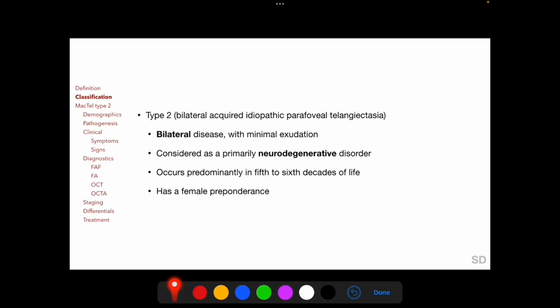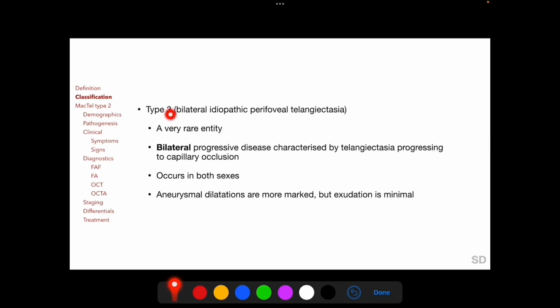Type 2 macular telangiectasia is a bilateral disease with minimal exudation and is considered a primarily neurodegenerative disorder. It occurs predominantly in an older group of patients in their 5th to 6th decades of life and has a female preponderance. Type 3 macular telangiectasia is a very rare entity and is a bilateral disorder characterized by telangiectasia progressing to capillary occlusion, and it can occur in either sex.